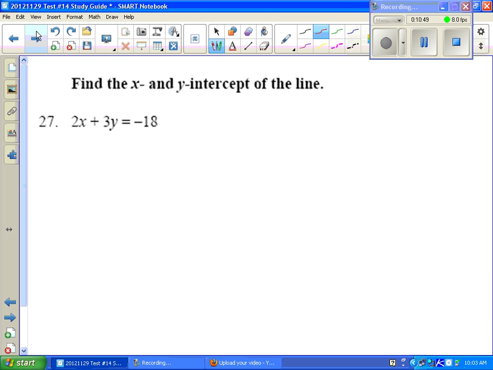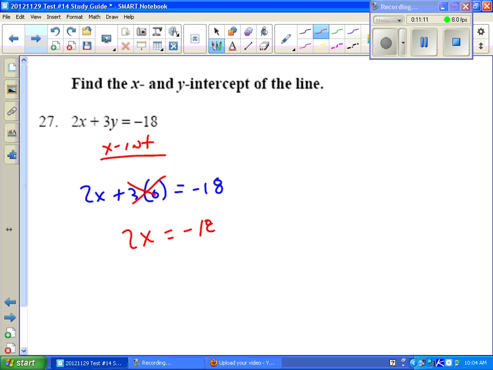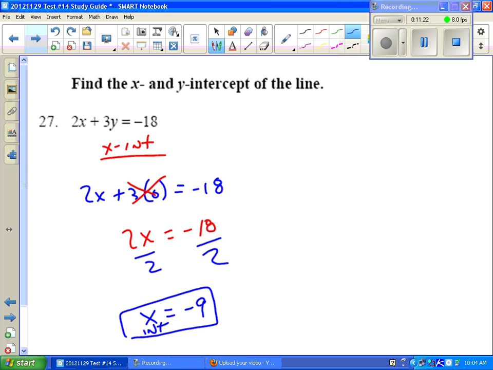And then 27 says find the x and y intercepts. This is from a couple of weeks ago. X-intercept. In order to find the x-intercept, you plug in 0 in place of y. So 2x plus 3 times 0 equals negative 18. Remember, anything times 0 is going to be 0, so that effectively eliminates that part. 2x equals negative 18, and get x by itself by dividing by 2. Your x-intercept is negative 9. That's your x-intercept, not your x value.